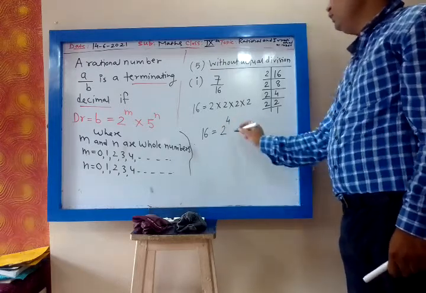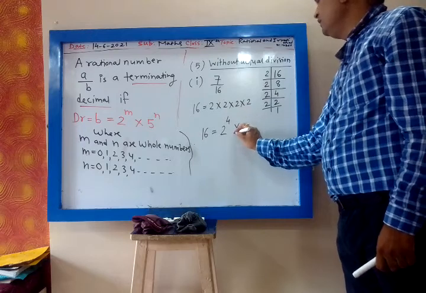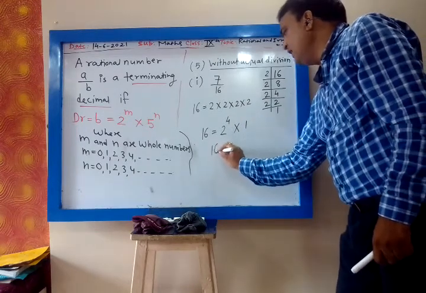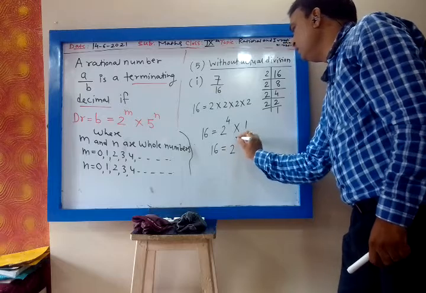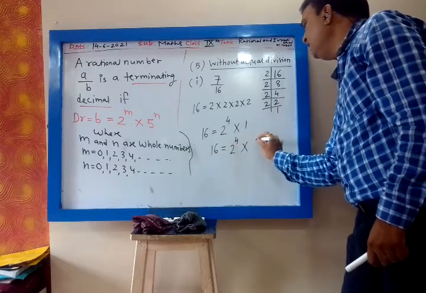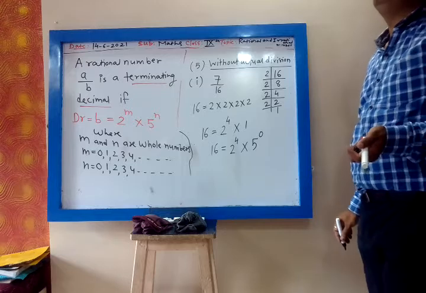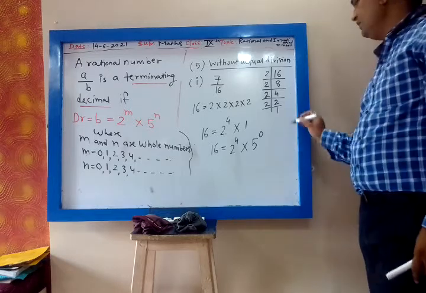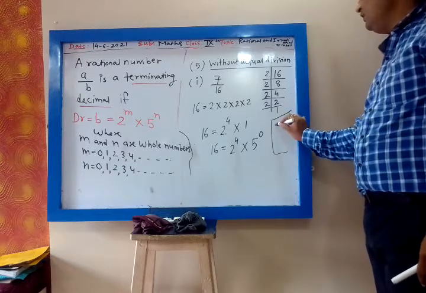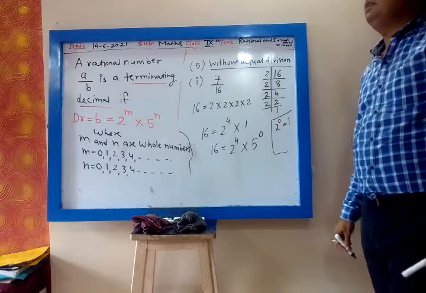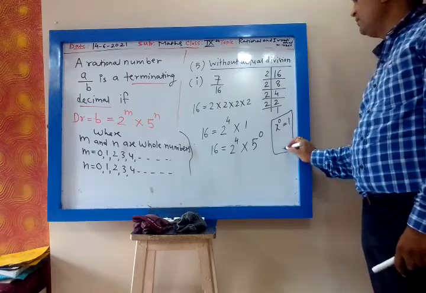Now this I can write as 2 raised to 4 into 1. Correct. Then 16 I can write as 2 raised to 4 into 1. Now 1 I can write as 5 raised to 0. Yes or no? Whenever the power of any number is 0, the value is 1. Correct. This result we are using: x raised to 0 is 1. If the power is 0, then the value of the number is 1.